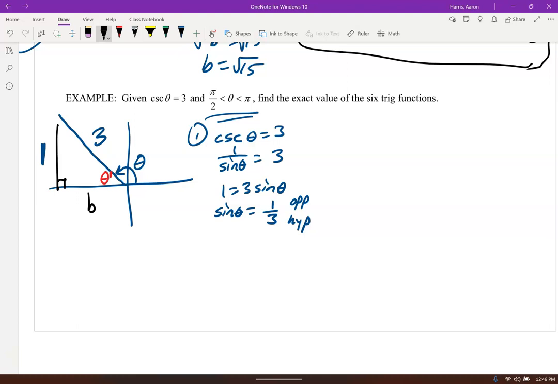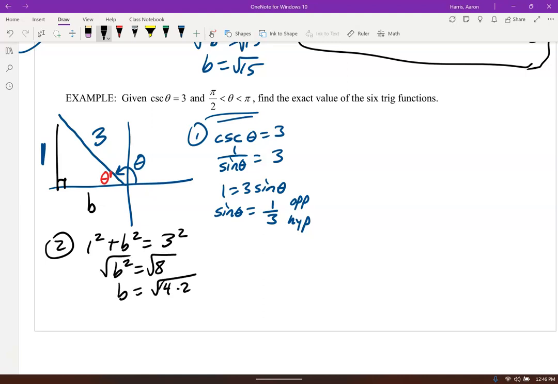So step 2, 1 squared plus b squared equals 3 squared. Subtract 1 on both sides. 9 minus 1, I got 8. B is the square root of 8. Well, I know the square root of 4 is 2, so 2 root 2 is b. This is 2 root 2. Okay, now I've got all 3 sides, and I can start working.